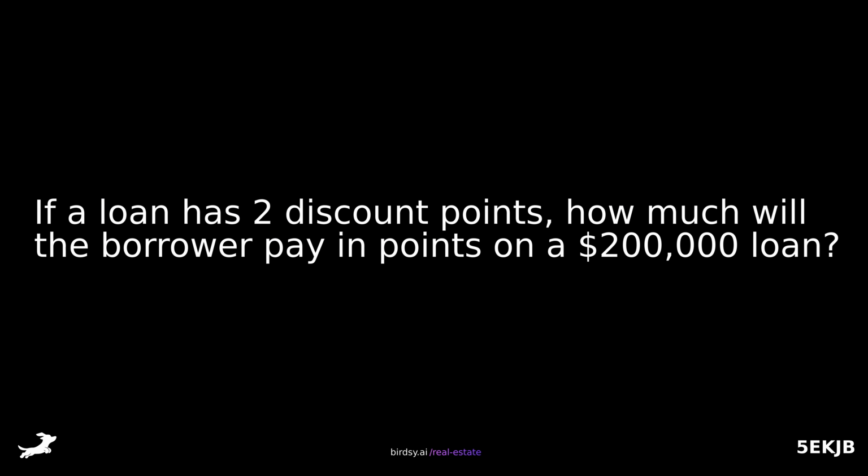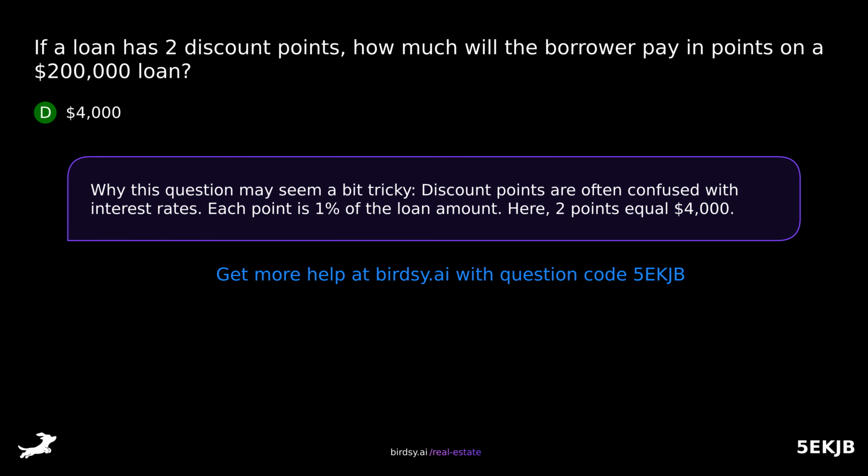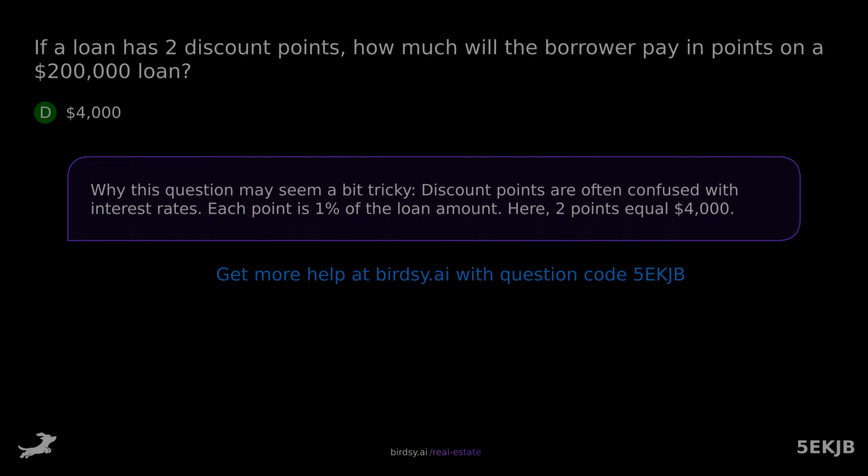If a loan has 2 discount points, how much will the borrower pay in points on a $200,000 loan? Is it A, $1,000, B, $2,000, C, $3,000, or D, $4,000? The answer is D, $4,000. Why this question may seem a bit tricky. Discount points are often confused with interest rates. Each point is 1% of the loan amount. Here, 2 points equal $4,000.